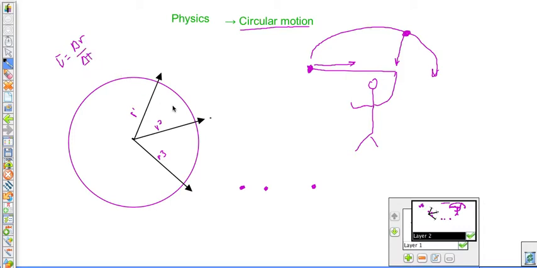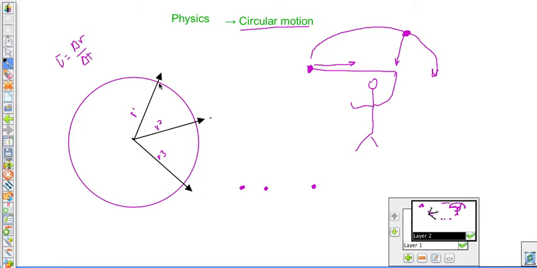Okay, so what does that mean? And how could we then draw the velocity here? So if I was to say, what is the actual velocity, like if I'm whirring this around the circle?